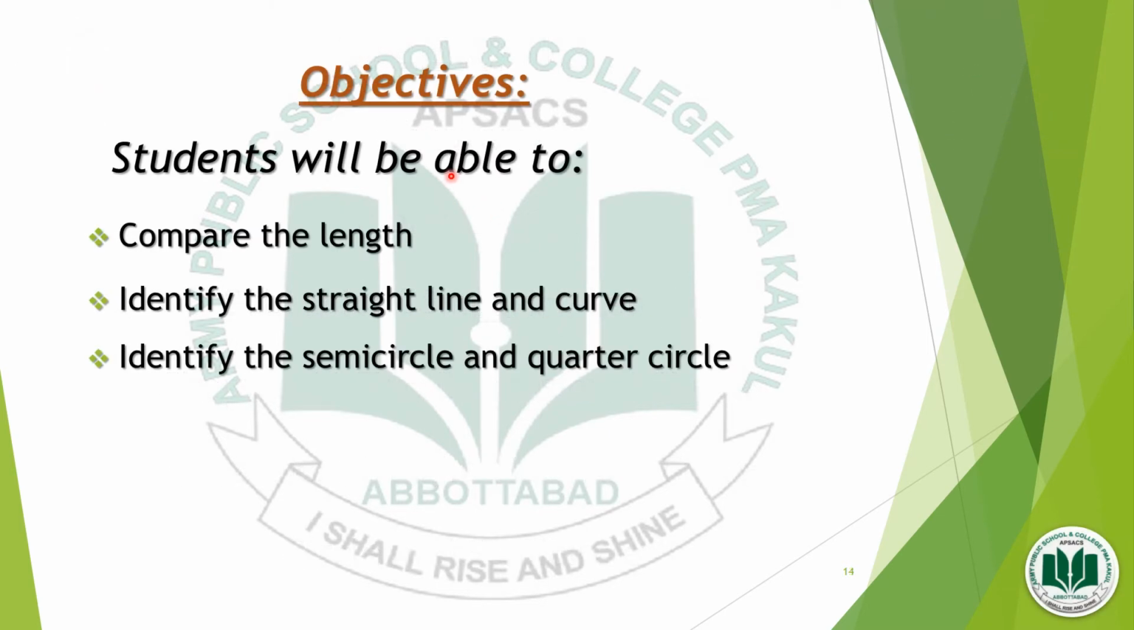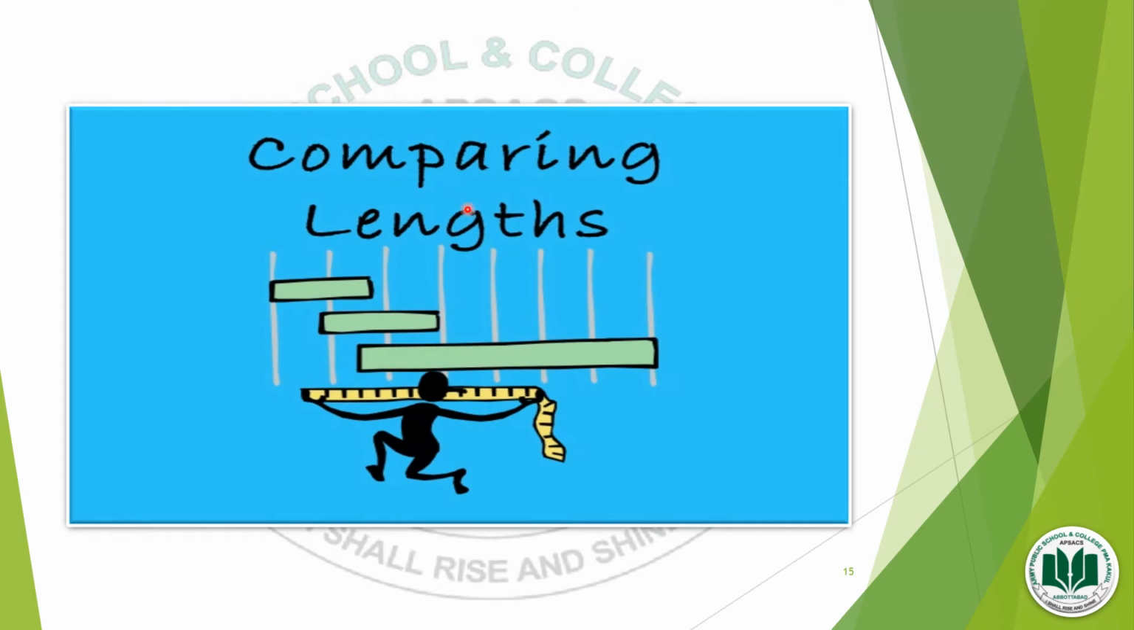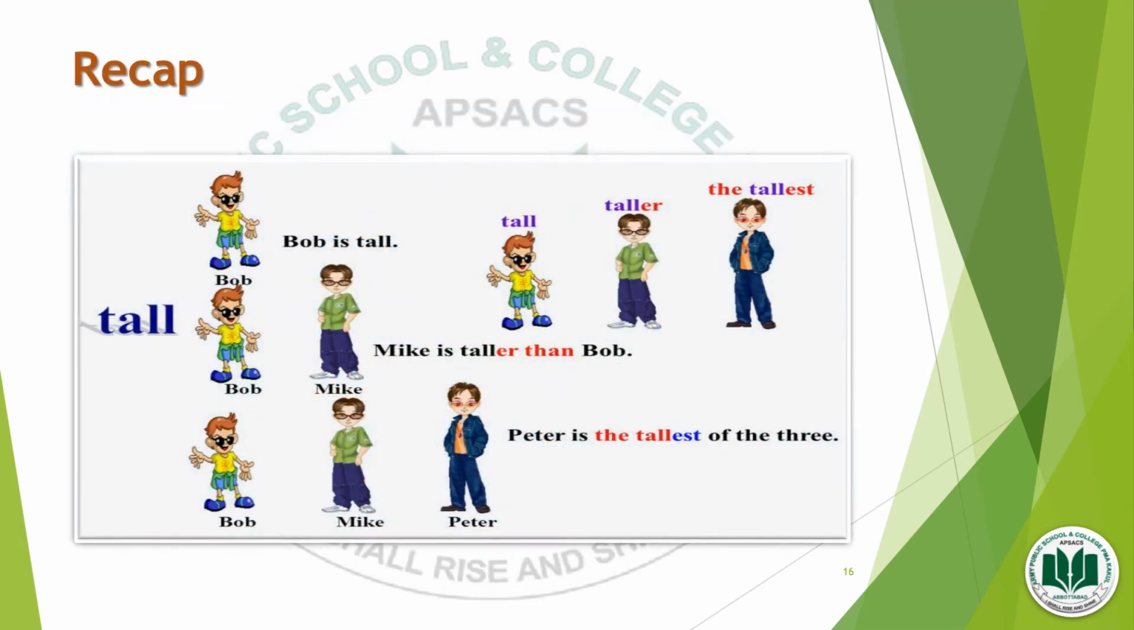After the explanation of these topics, you will be able to compare the length and identify the straight lines and curves, and then identify the semicircle and quarter circle. First, we will discuss comparing lengths. Let's have a recap of this topic. For comparing length, we will use the words tall, taller and tallest, and then short, shorter and shortest.